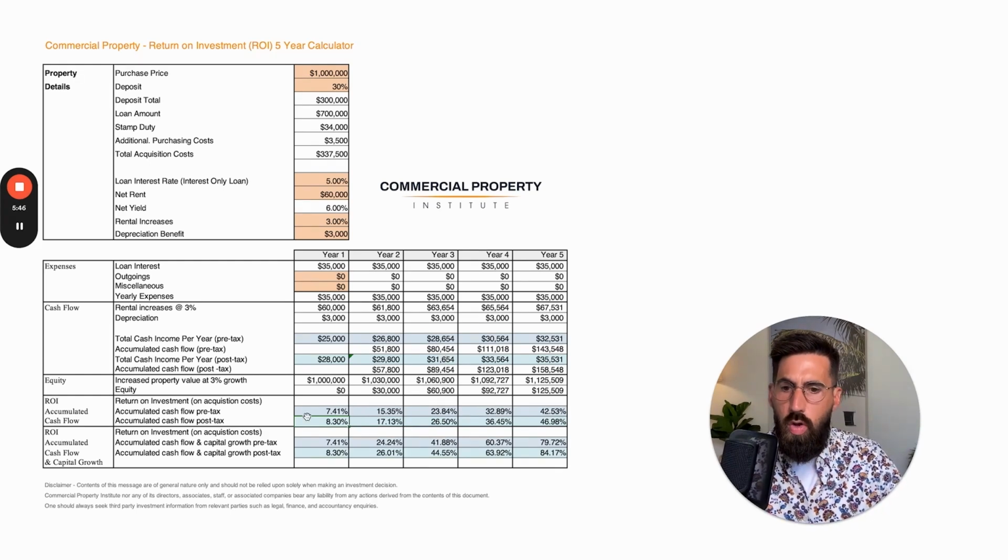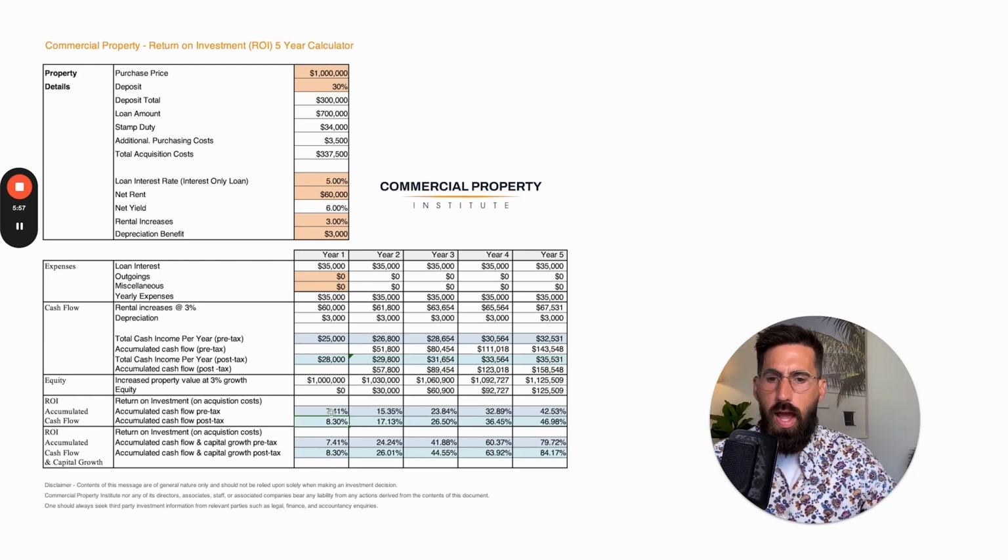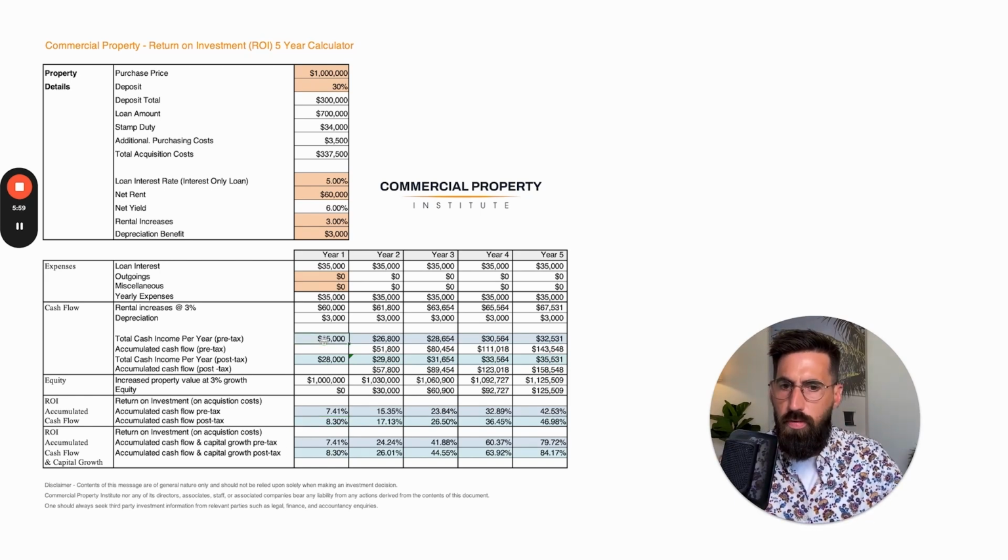However, if we actually look at combining that return plus the capital growth, again, very conservative of 3%, we start to get some more interesting figures. So if you look at the cash flow, which is the $25,000 plus the $30,000 a year capital growth, these numbers then become more attractive.